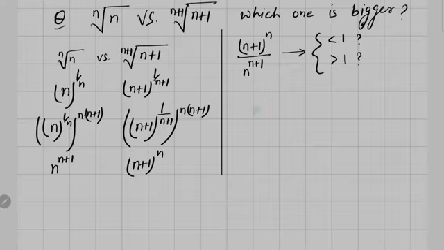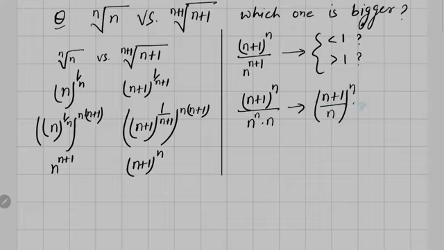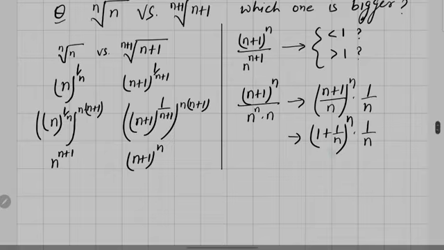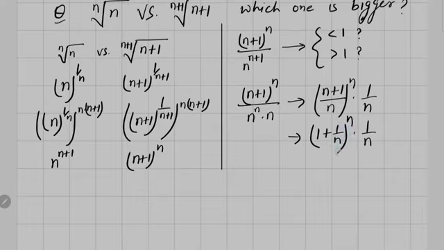So rewrite this expression (n plus 1) to the power n divided by n to the power n into n. Combine the power n: (n plus 1) divided by n, the whole power n, into 1 by n. Or distributing the denominator, (1 plus 1 by n) to the power n into 1 by n. Here we know that if n is very large, this expression goes to e, the exponential.